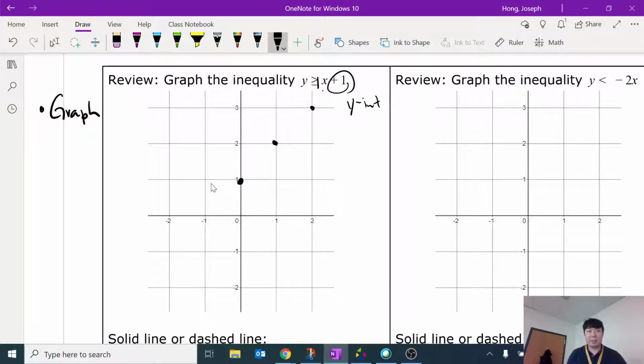So we have to ask ourselves, solid versus dashed, which one is it? It is solid this time because it is an equal to. So the line below the inequality shows you how to draw your line.